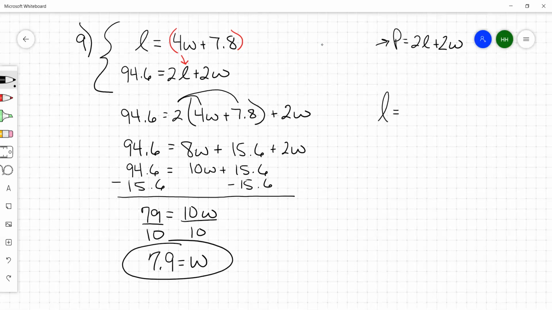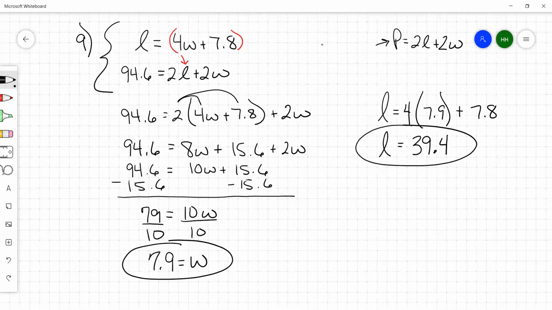That makes your length equal to, wait, not 2 times, it's right here. The length equals 4 times the width. Sorry about that. 4 times the width plus the 7.8. So the length equals 4 times 7.9 plus 7.8. 39.4. Length and width.